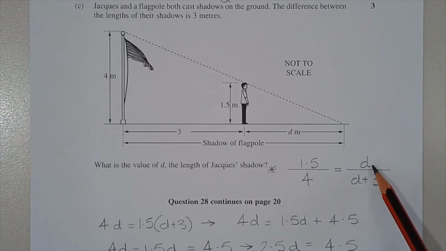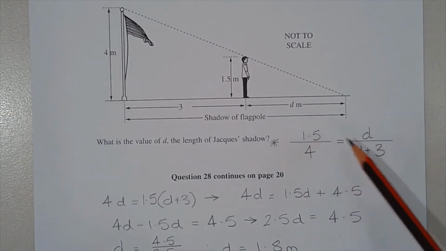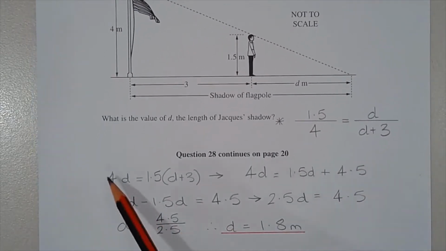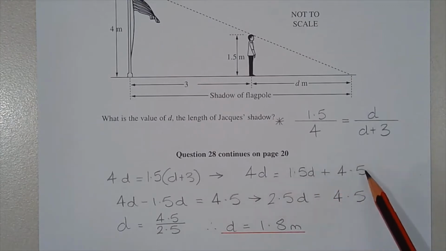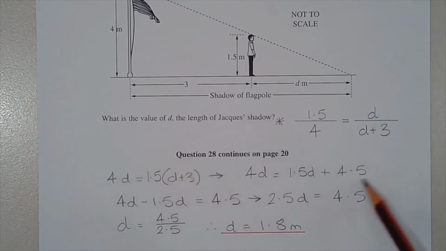Now we can solve for D. So cross multiply. 4 times D is equal to 1.5 multiplied by D plus 3. Expanding the brackets, we have 4D is equal to 1.5D plus 4.5. So 1.5 times 3 is equal to 4.5.